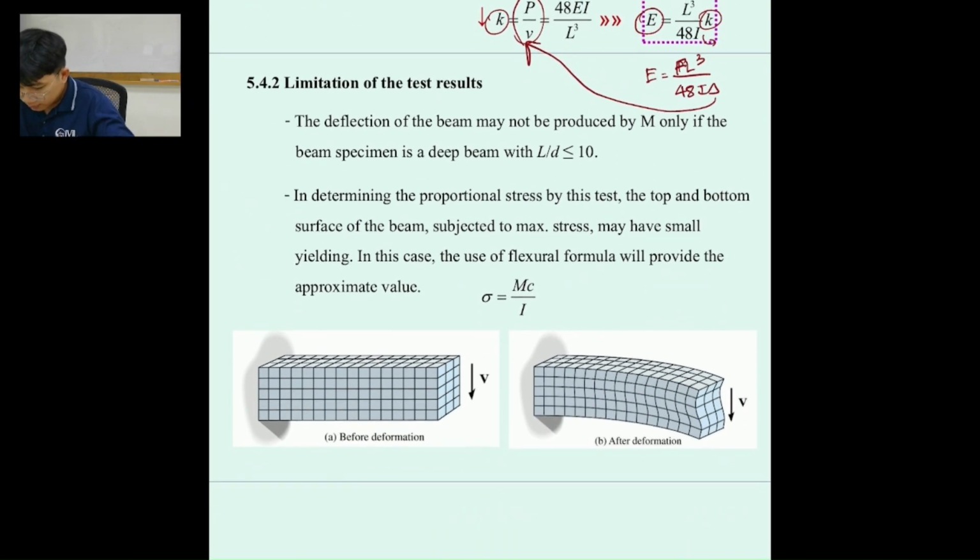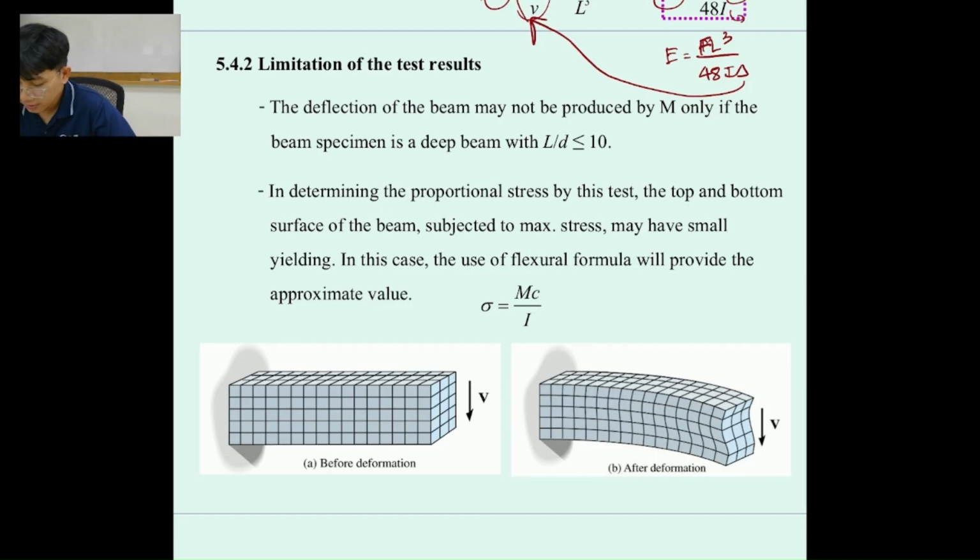All right. So there are some limitations of the test result. The deflection of the beam may be produced by moment only if the beam specimen is not a deep beam, for example, if L over D is less than 10. And for determining the proportional stress in this test, the top or bottom surface may be subject to the maximum stress with a small yielding. So in the case of using the flexural formulas, we need to provide the approximate stress with this equation, which is My over I or Mc over I.